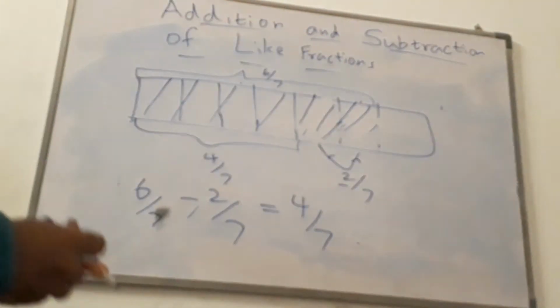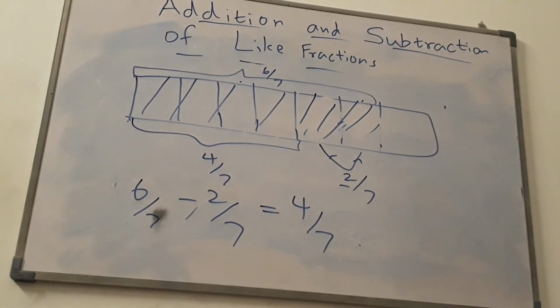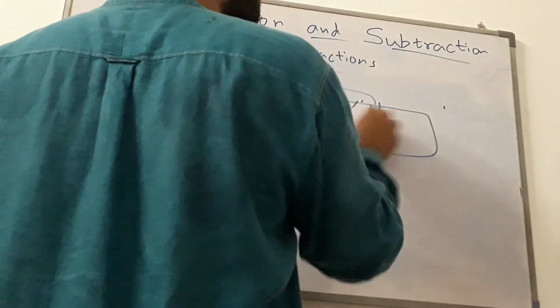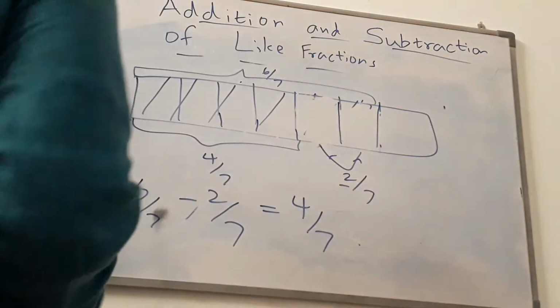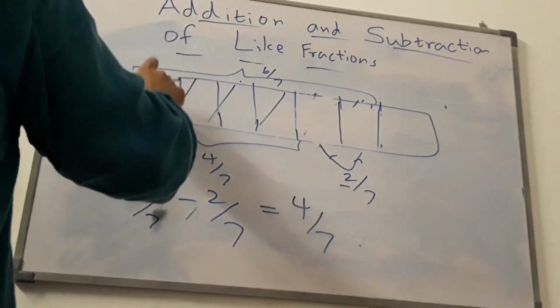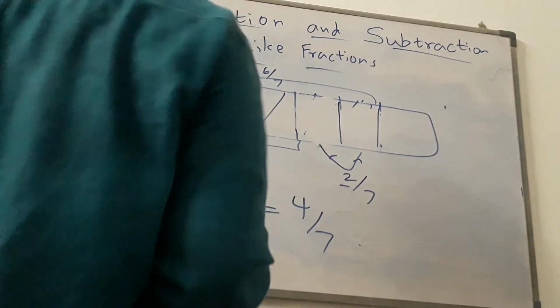Again, first there were 6 sevens. Then we remove 2 sevens. Out of 6 sevens, I removed 2 sevens. I discarded them. So the remaining part is 4 sevens. 1, 2, 3, 4.